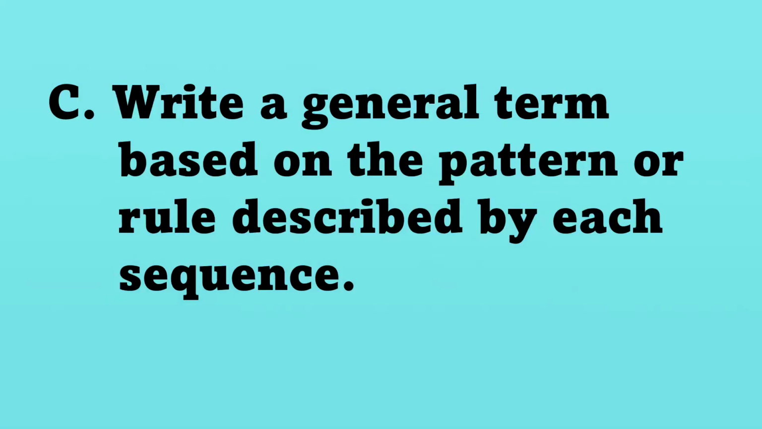Letter C, write a general term based on the pattern or rule described by each sequence. Number 1, 3, 12, 48, and so on. From 3, how did you get 12? From 12, how did you get 48? Yes, the operation used is multiplication. The number we multiply is 4. Your a sub 1 is 3.